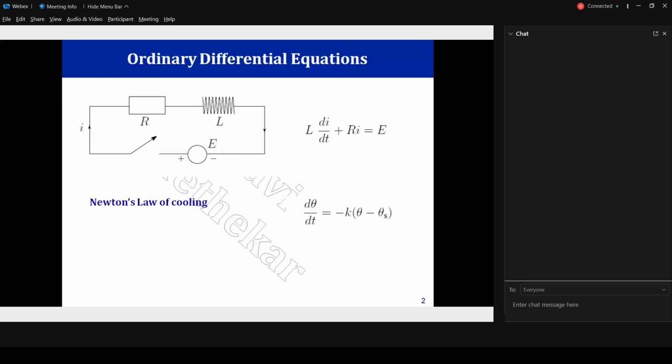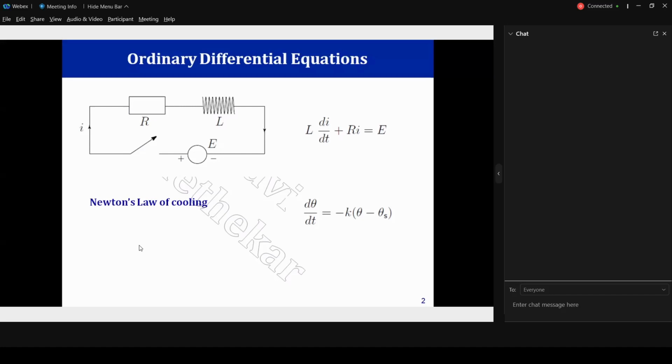Today, we will learn how to solve ordinary differential equations. Before that, I would like to answer the question of how we get the ordinary differential equations. The basic aim of learning Matlab is modeling the system.